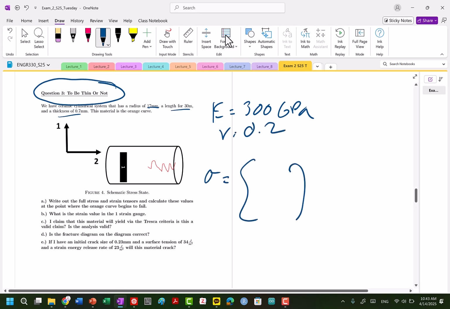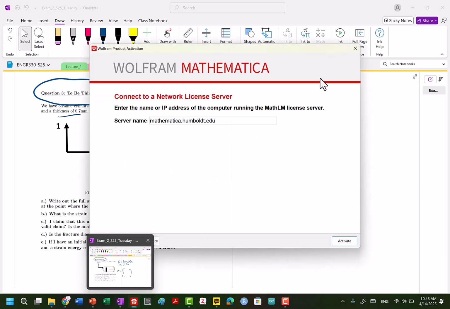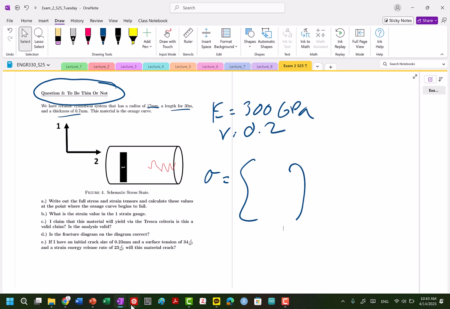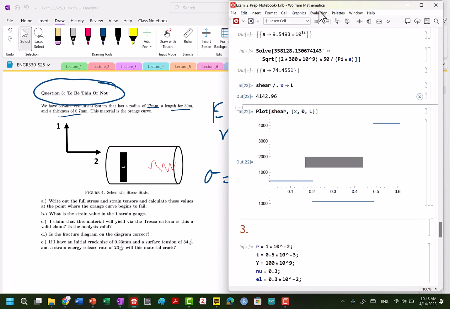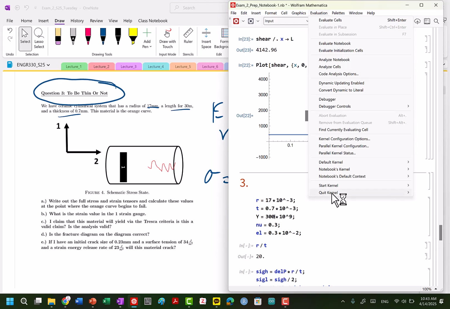And now we have to figure out our radius and all that good stuff. So I'm going to exit out of this. Actually, looks like we're all quit. So our radius is equal to 17 millimeters. A length, which doesn't matter, thickness of 0.7 millimeters. Young's modulus is equal to 300. I'm actually going to quit the kernel just to be safe.